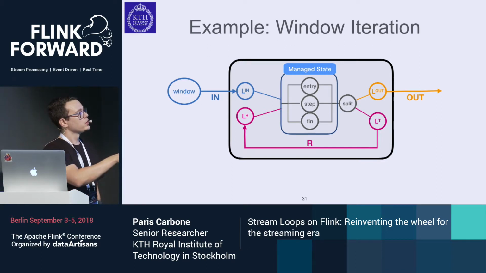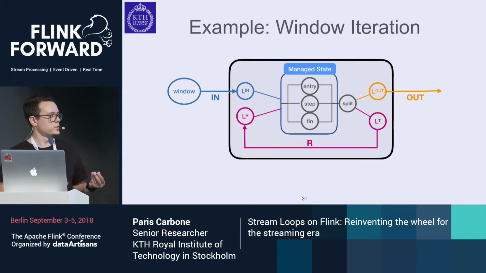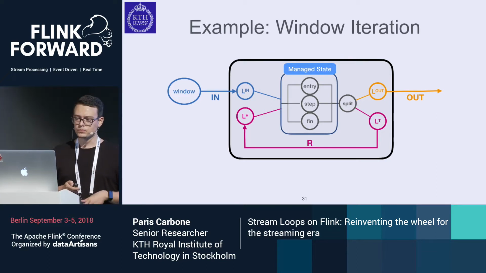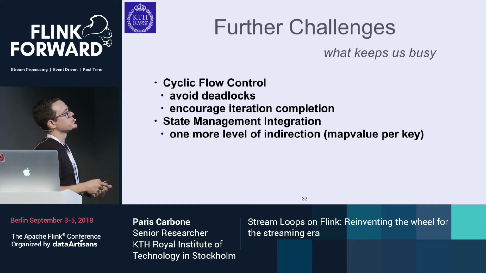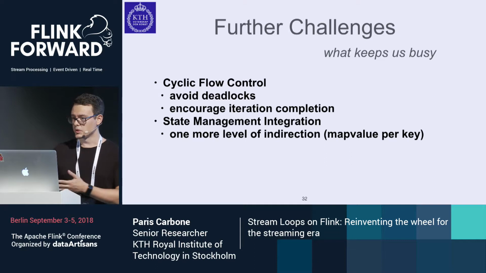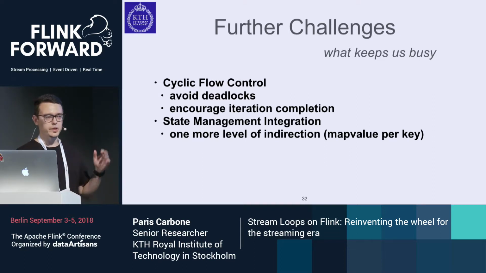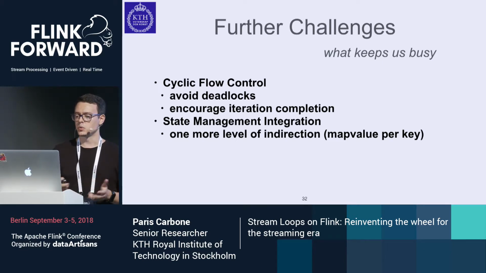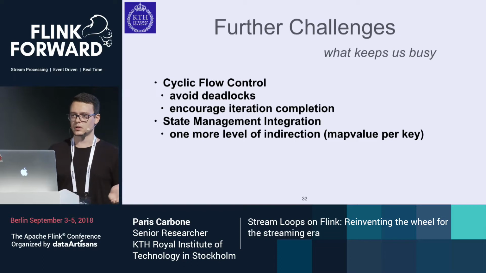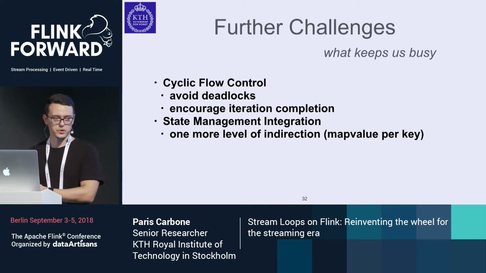And we can also use the progress timestamps and the progress metrics to do synchronization and run this correctly in parallel. What keeps us busy currently, I would say, is cyclic flow control. And that's where I would use the community's advice. There's already a FLIP about this in Flink. So we basically want to avoid deadlocks and encourage iteration completion. And also state management is not as trivial because we have one more level of indirection, not just state per key, but we have state per key per loop.